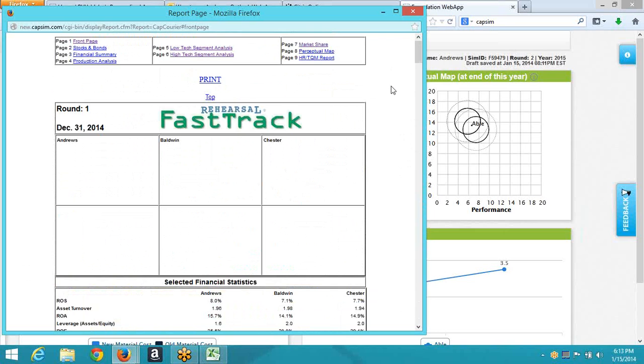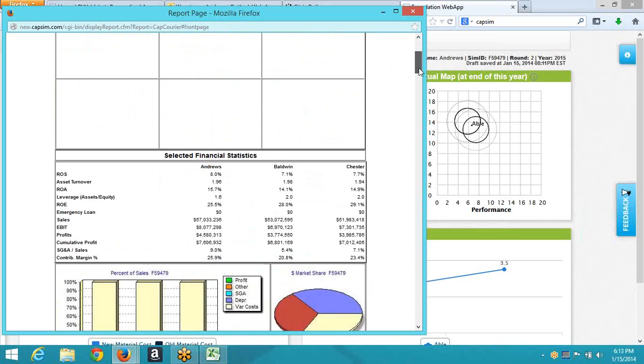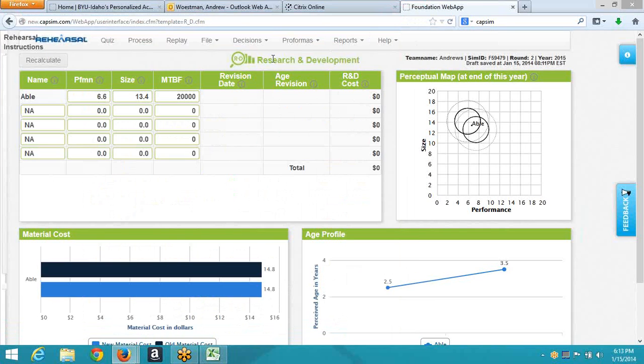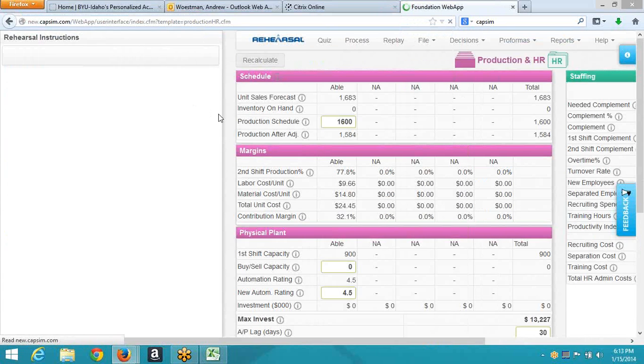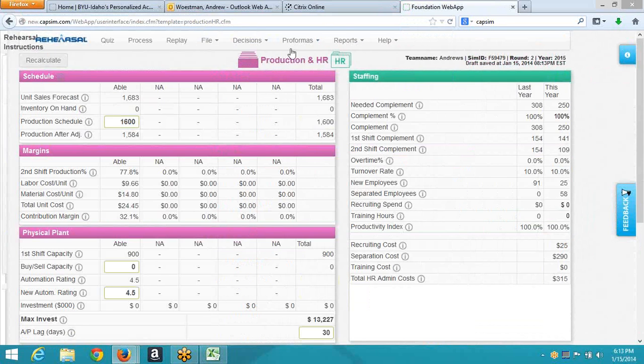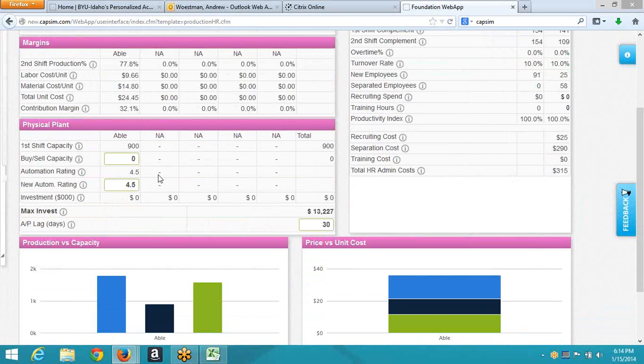So basically, the first thing you do when you're running CapSim is you're going to want to know how much you need to produce. If you go to decisions and then production, you actually see that this is your product, Able. Last time I made 1,600 products, and I sold them all, because I don't have any inventory on hand or left over.